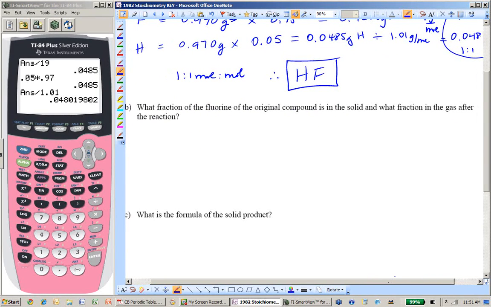Next they ask what fraction of the fluorine of the original compound is in the solid and what fraction is in the gas after the reaction. Well, the fraction of fluorine in the original UF6 needs to be found. Let's do that first.